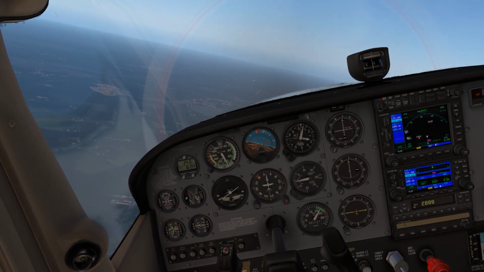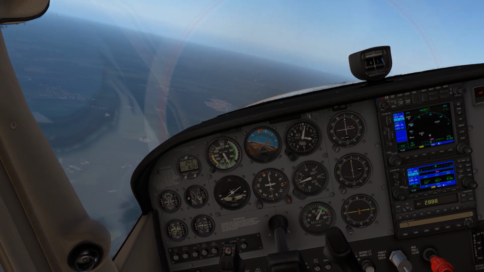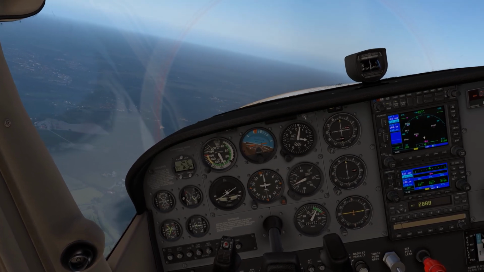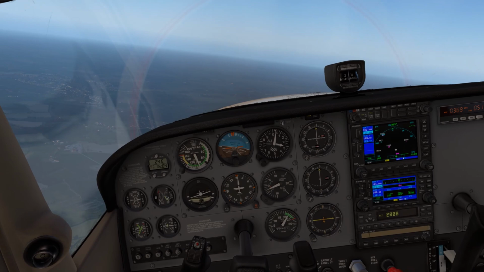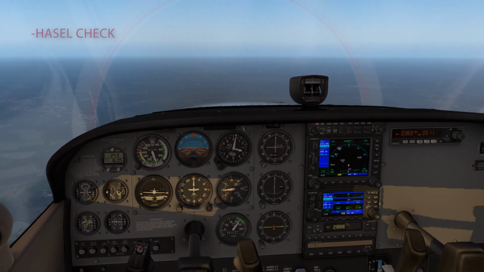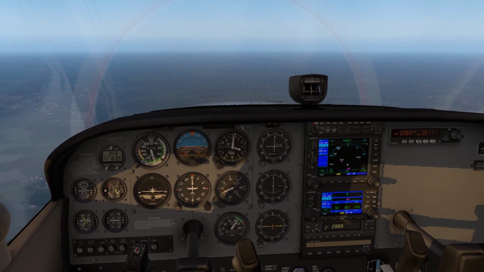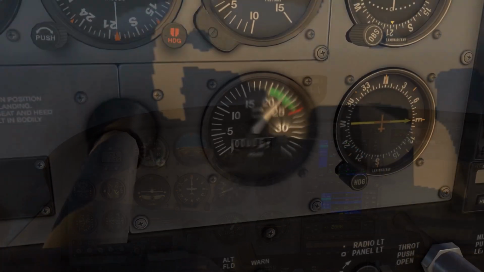Just like slow flight, the examiner will specify the altitude, heading, and flap setting at which the exercise is to be performed. The first step will be to complete the HASEL check. If you need to review the HASEL check, feel free to refer to exercise 11, slow flight video. When the HASEL check is complete, make sure you begin the exercise at the requested altitude and heading.